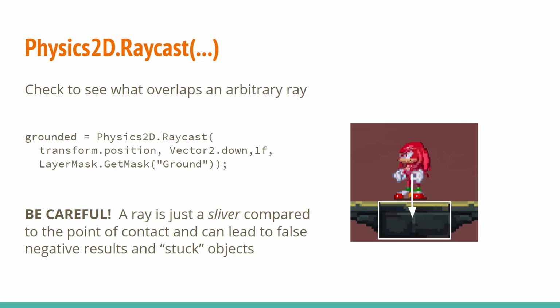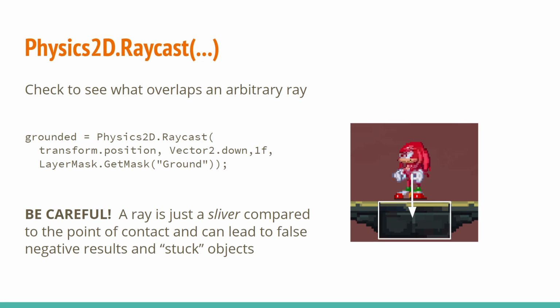So a lot of the time, ray casting immediately comes into play here, right? Check to see what overlaps an arbitrary ray. So we can say grounded equals ray cast, we point it down, and we hit the ground. However, one thing to be aware of if we're doing ray casting or line casting is rays are just a sliver, right? It's just a tiny, tiny thing. It has no width to it. So a ray is just a sliver compared to the actual point of contact, and can lead to false negative results and stuck objects.